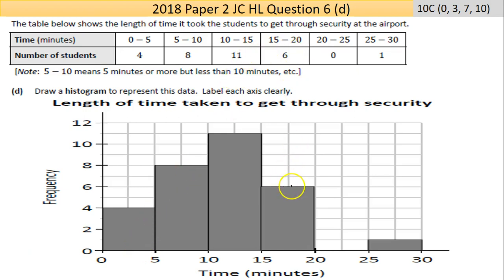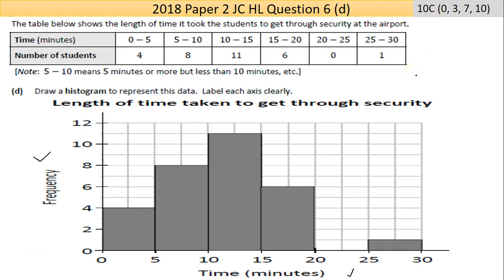The 15-20 is up as far as 6. There was nobody in the 20-25 minutes, so there's no bar. And then 25 and 30, there's 1. Those bars aren't spread out. There just is no data for that particular range. That's it. We have our frequency and our time. So it's labeled. Job done.